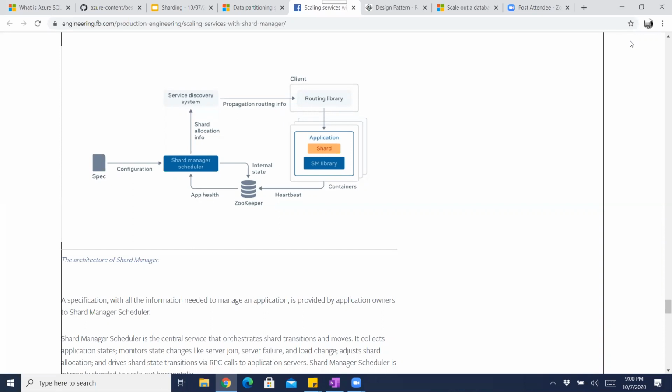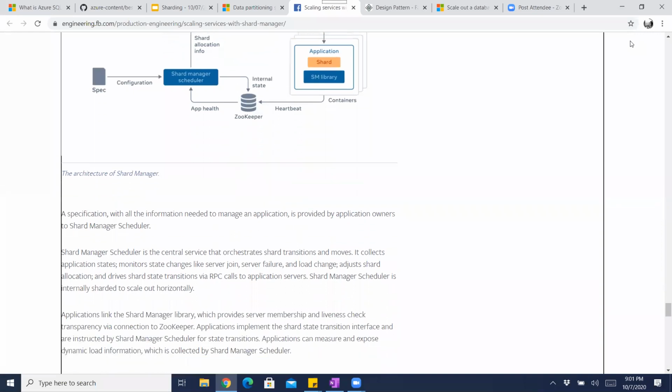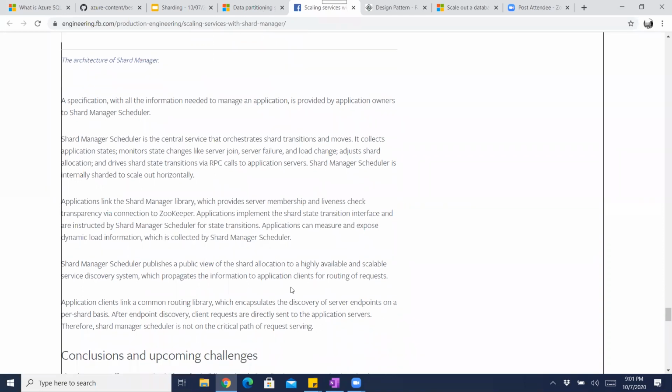Okay. Yeah, here they give very high level information, but I think the points you all are mentioning are adding to that. So that's great. Here they just talk about the manager scheduler, which takes care of all the server join or failure options. And yeah, this is pretty high level that way.